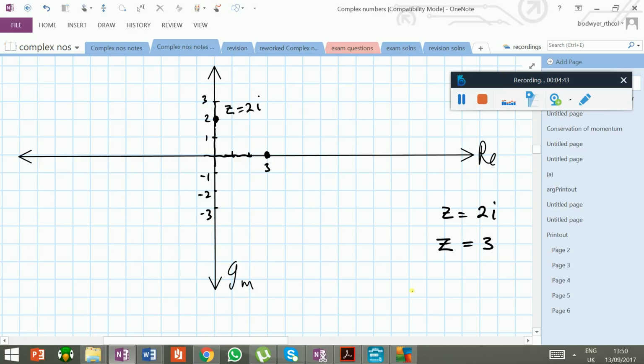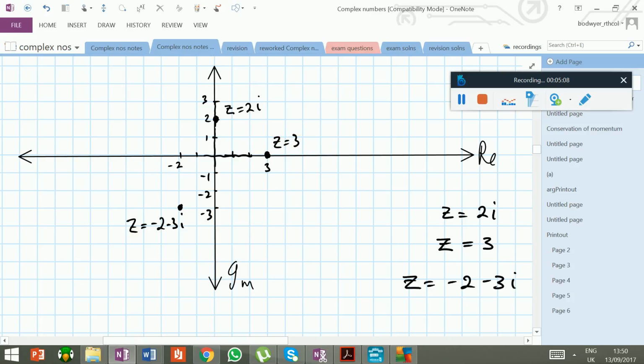And again, just to show you how the minuses work, z equals minus 2 minus 3i. You go to minus 2 on the real axis, minus 3i on the imaginary would end up here. And this one is z equals minus 2 minus 3i. This one was z equals 3.